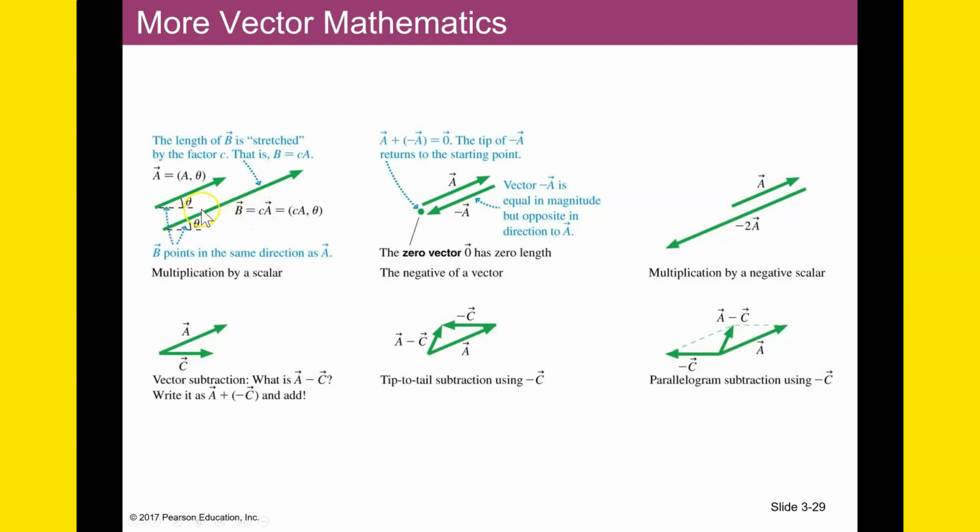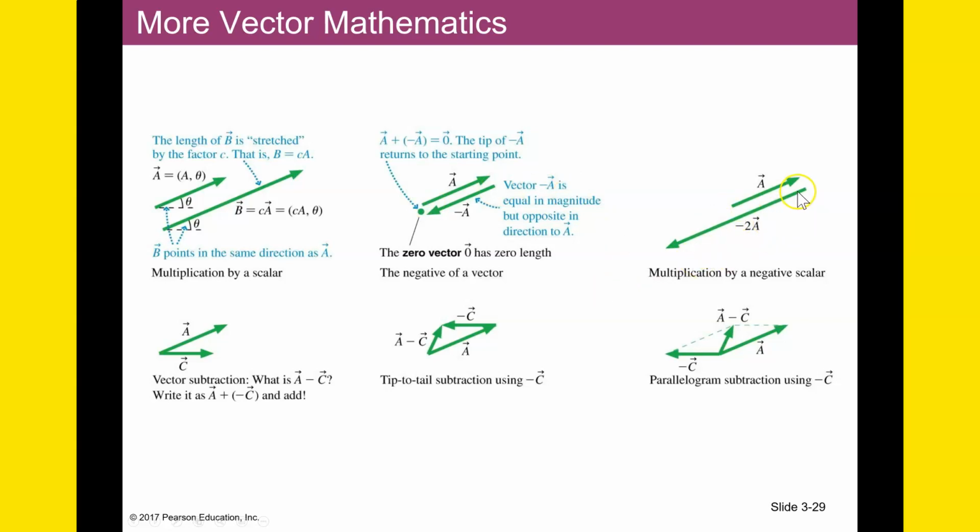So if C was a 2, the length of the result would be twice as long as what it started as. If it was a 3, it would be 3 times as long. If it was a 1/3, it would be 1/3 as long. All right. The 0 vector has a length 0, and the negative of a vector: here's A. To get negative A, you just flip that thing around so that its tail would start where its head was and its head would end up where its tail was.